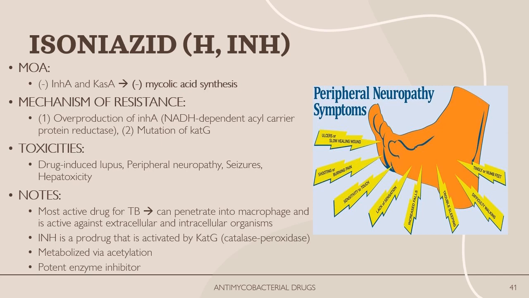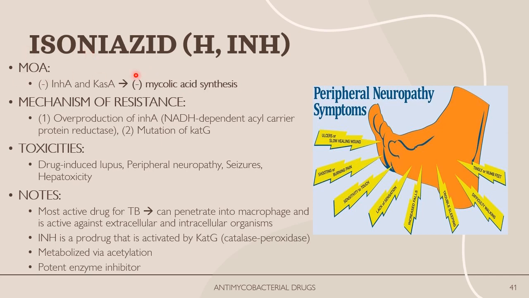Now, let us discuss your isoniazid. Okay, it is one of your first-line drugs against your tuberculosis. Your isoniazid is the most active drug against TB because it can penetrate the insides of your macrophage. If you can still recall from your micro lecture, yung TB bacilli natin can hide inside your macrophage. So yung isoniazid natin is active against both your intracellular TB bacilli and your extracellular TB bacilli.